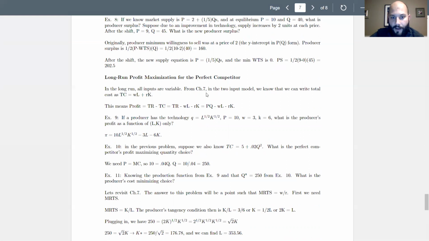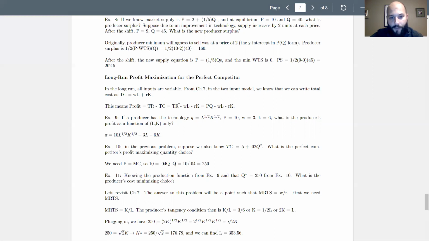It's worth noting that in chapter 7, we derived a total cost function in terms of our inputs. We know that in the 2-input model, the inputs that we'll be using are labor and capital. So we can write our total cost as equal to WL, wage times number of laborers, plus RK, rental rate of capital times how many capital we have. Right, so that means we can write our profit, total revenue minus total cost, as total revenue still minus our total costs. So total revenue minus WL minus RK.